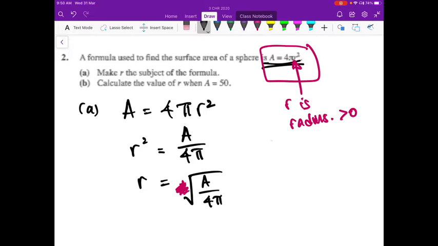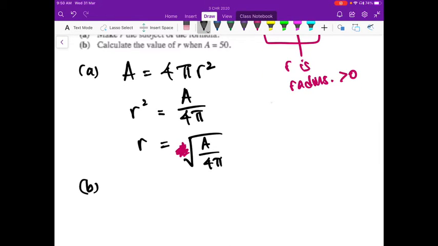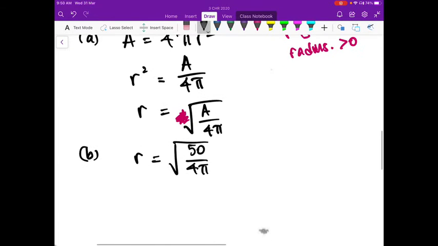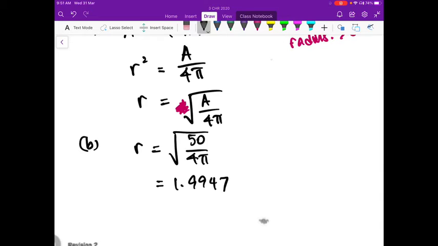Now, in part B, calculate the value of r when A equals to 50. Simple substitution. Square root of 50 over 4 pi. You see the A, they tell you that you change it to 50. That's all. So 50 divided by 4 divided by pi, and we take a square root. 1.9947. Round it off to 3 SF, because it is not exact. 1, 2, 3, circle the 4. No change to the rest. 1.99.